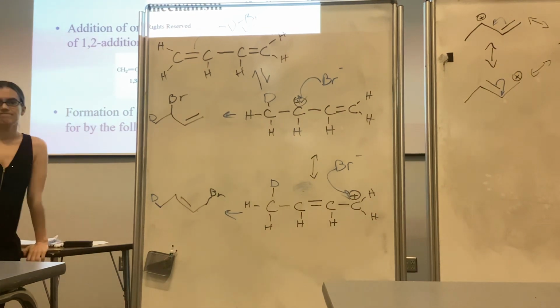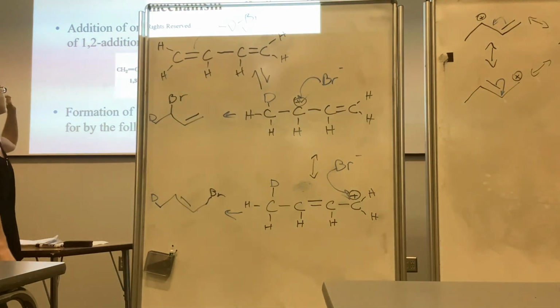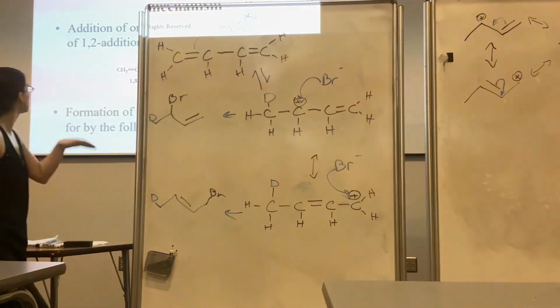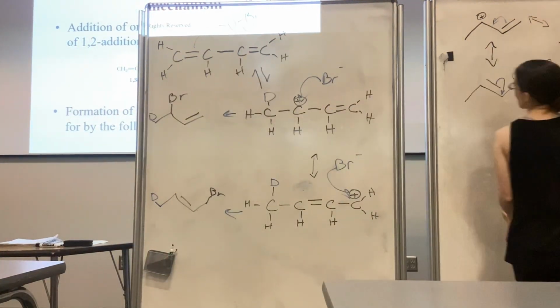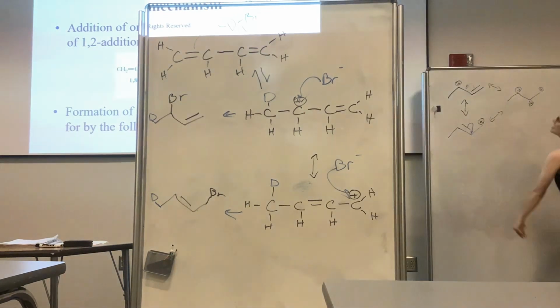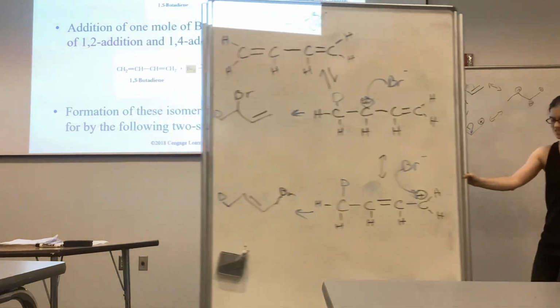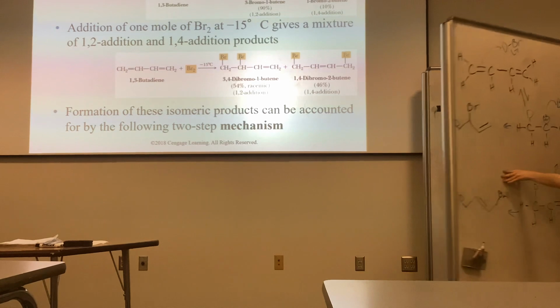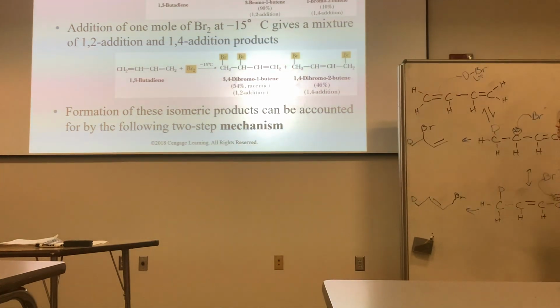Yeah. Okay, so what are we gonna get? We get a mixture at negative 78 Celsius, right? So we can get both. How do we decide which one's favored and which one's not? Well, if nothing's favored, we'll get like a 50-50.